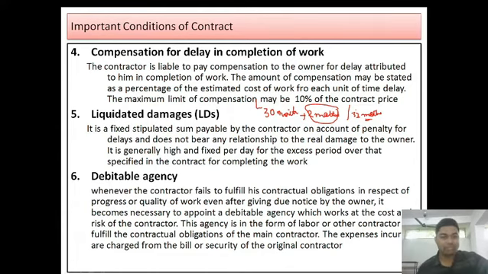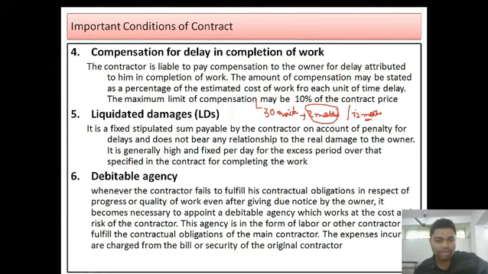Next is liquidated damages. It is a fixed stipulated sum payable by the contractor on account of penalty for delays and does not bear any relationship to the real damage to the owner. Here we are not talking about any real damage. It is generally high and fixed per day for the excess period over the time specified in the contract for completion of the work. Those things come under liquidated damages.